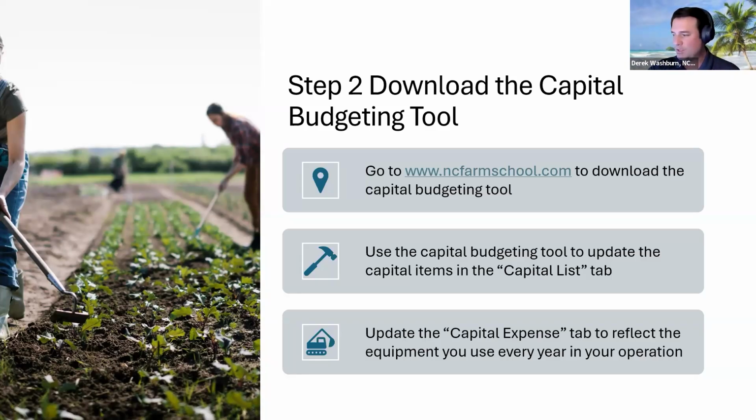But using the capital budgeting tool to update the capital items in the capital list tab and then update the capital expense tab to reflect the equipment you use every year in your operation. I'm assuming there's some things that maybe just are gathering dust. So I would focus on the items that you're actually using. And maybe this is a good excuse to get rid of the items that are gathering dust. So if you haven't done this process, it might be a good time to do that. I assume that we're probably doing this for tax reasons or maybe even for insurance reasons. And so again, hopefully there's no added labor or effort on your part.